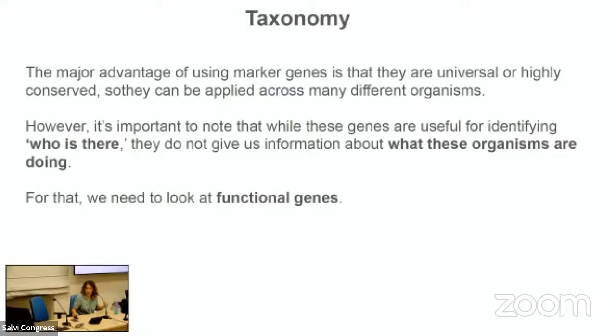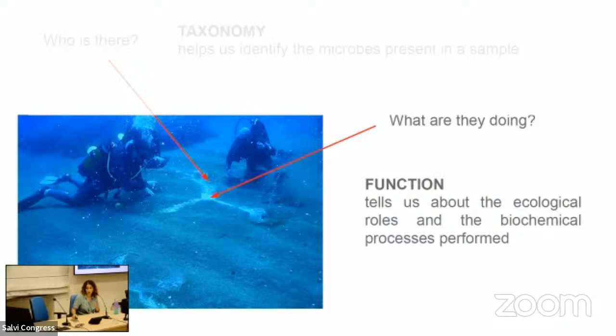So yes, taxonomy has major advantages because you can use very easily recognizable marker genes. They're spread across microbial groups, but we cannot get information about what is happening. So we have to switch to functions. So the question here is what they are doing.